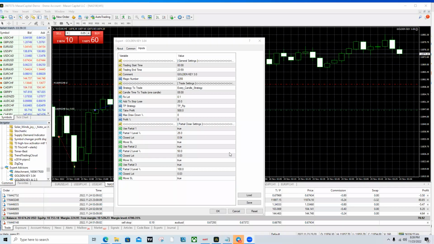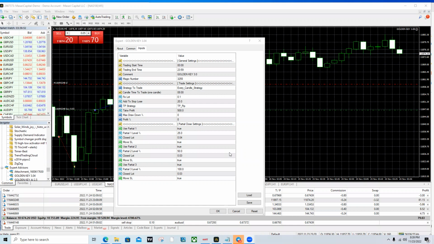All right, the moment is here. The moment that we all have been waiting for, the Golden Key 3.0 is set to be released. We have a few other things that we wanted to add, that way we can give access to the members. But the Golden Key 3.0 is here, baby.